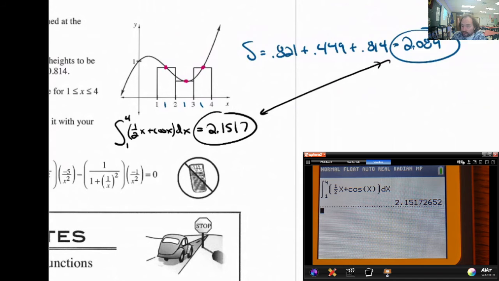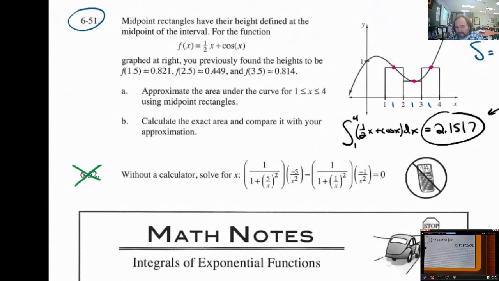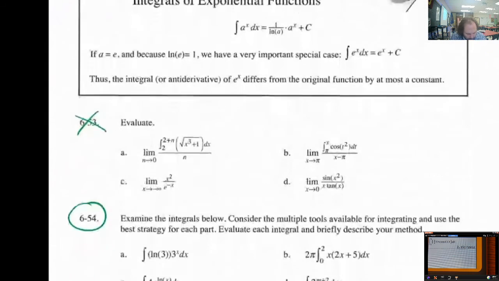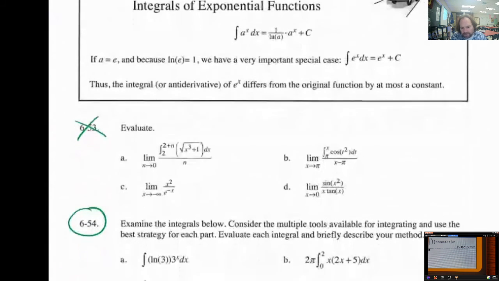I don't know what kind of lunatic wrote a problem like 652 or expects us to do a problem like 652. Honestly, you could multiply the entire problem by x squared, and it would actually cancel out pretty nicely, but we don't care about that. We have talked about the integrals of exponential functions a little bit here. 653 is a cool problem.